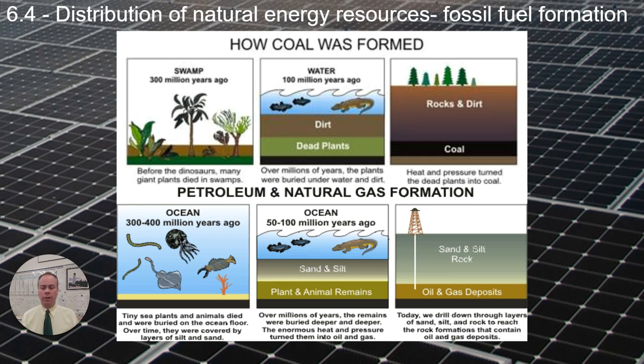Petroleum and natural gas formed in a different way. They formed in the oceans. So 300 to 400 million years ago in the oceans, there were trillions of tiny little sea animals and plants that were buried underneath. When they died, they sank to the ocean floor where they were covered with sand and silt. And then over the last 100 million years or so, they were compacted as well. And they are the types of organisms that produce oil and natural gas as well. So coal and petroleum and natural gas have different sources. Again, coal coming from terrestrial ecosystems and petroleum, natural gas coming from marine ecosystems.